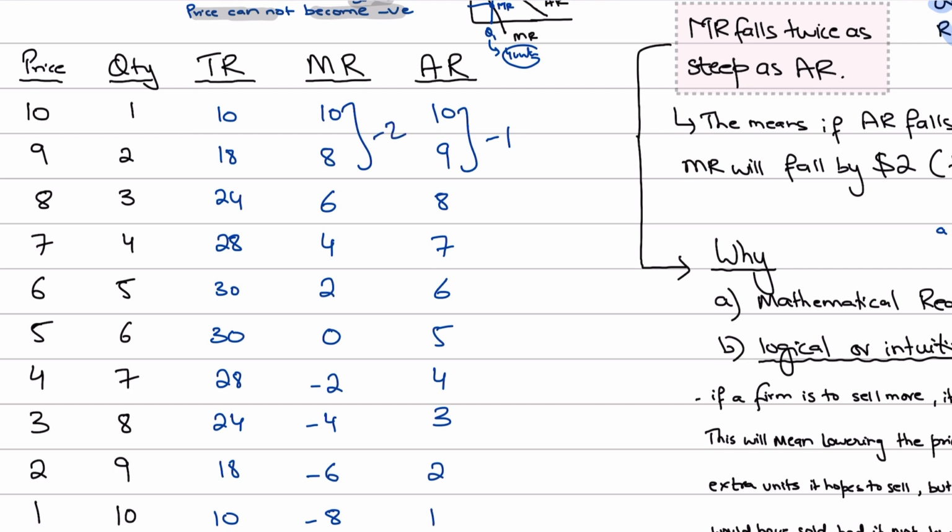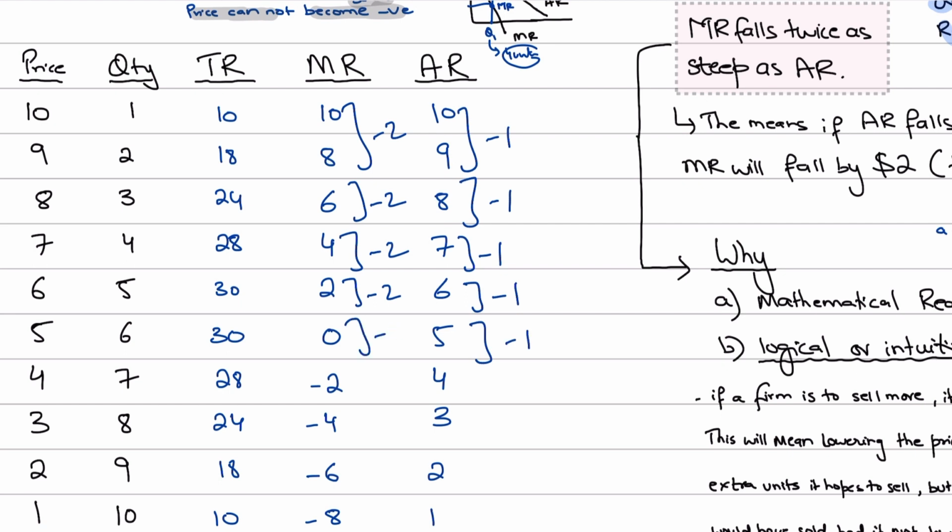by $2. Similarly, the next day you ended up selling 3 units on day three, and the average revenue went down by $1, but the marginal revenue went down by $2. Then on day 4, you ended up selling 4 units. The average revenue went down by $1. The marginal revenue again went down by $2. On day 5 as well, AR went down by $1, while the marginal revenue went down by $2. So again over here as well, the average revenue went down by $1 and the marginal revenue went down by $2.